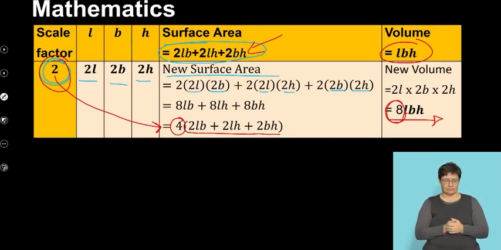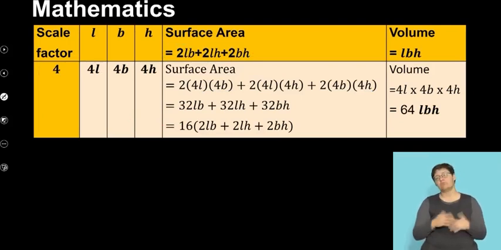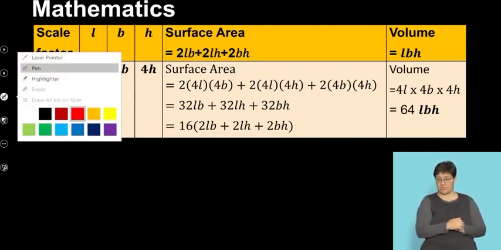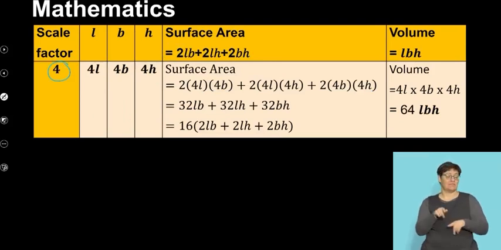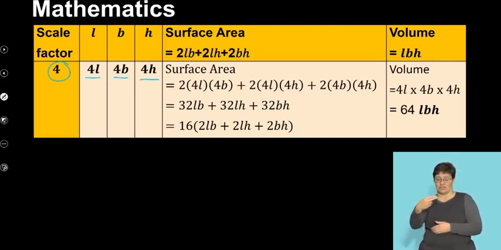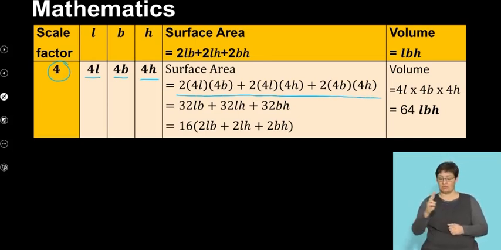Let's look at another example with a different scale factor. So the next scale factor that we are going to be looking at is 4. Similarly, we are going to be multiplying the length, the breadth, and the height by 4. And those are going to be substituted into the formulas where we've got length, breadth, and height present. So again, all I've done is replace all of those distances with 4 times that distance. This simplifies to be 32 lb plus 32 lh plus 32 bh.